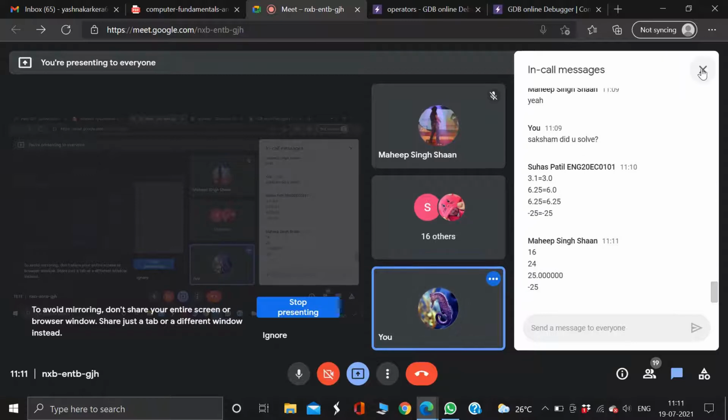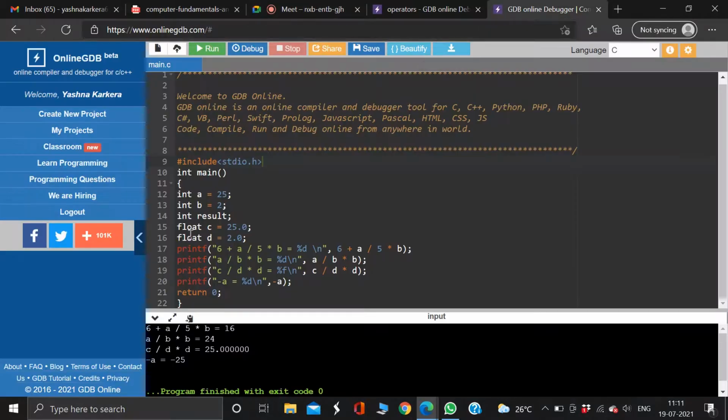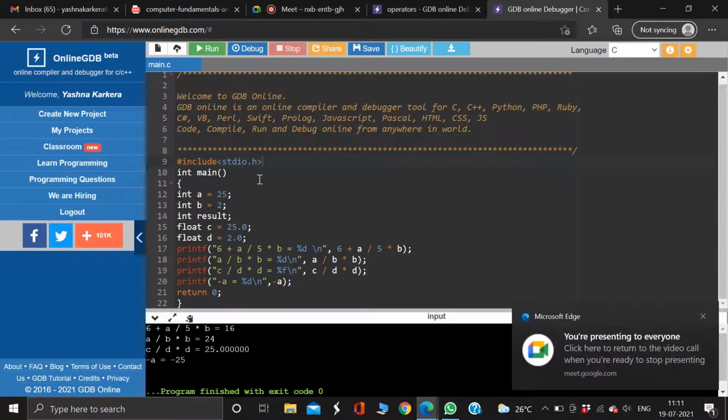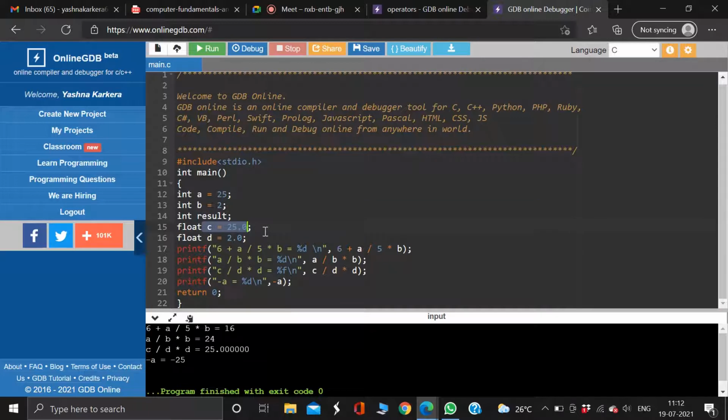Rest, we'll solve it now. Saksham, I want you to turn on your mic so that I can explain this to you. First, I have already declared, I mean predefined, the numbers, so this wasn't a big problem. Here I'm calculating 6 plus A divided by 5 into B. Is this part clear? What are we doing exactly here?